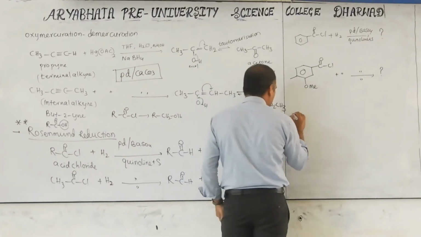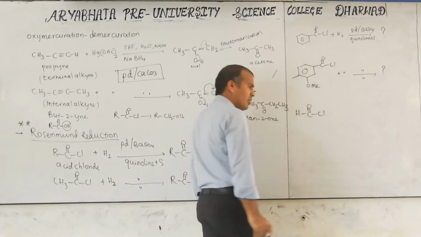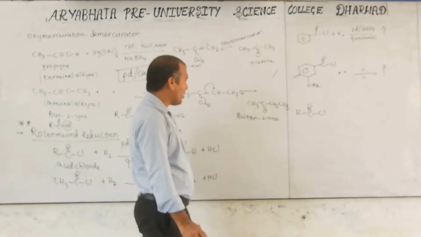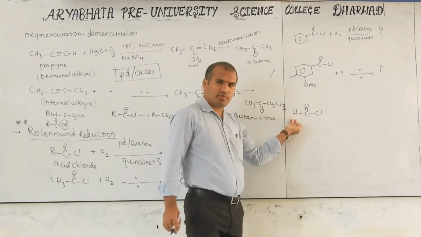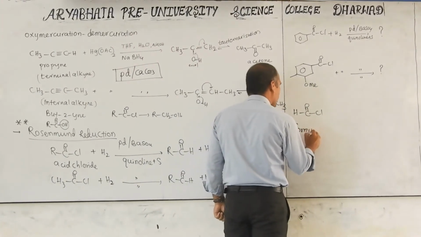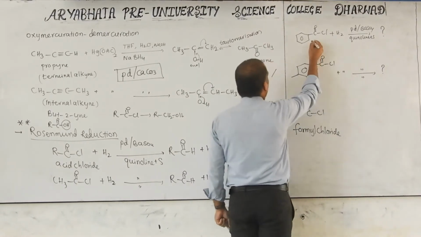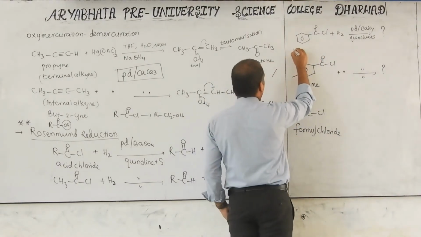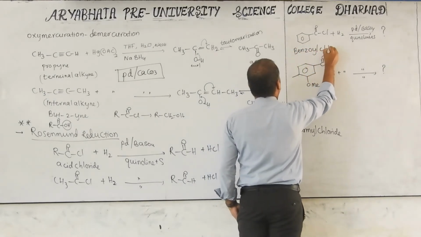Next, this is which one? Formyl chloride. Instead of R here, I took which one? H. That is called formyl chloride. If you want its name very clearly, benzoyl chloride.